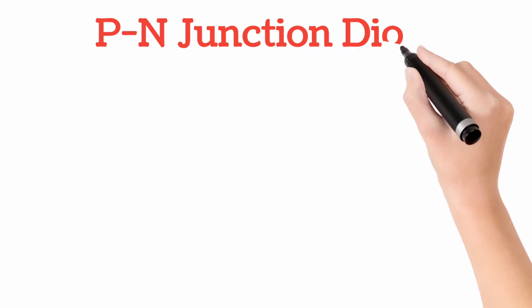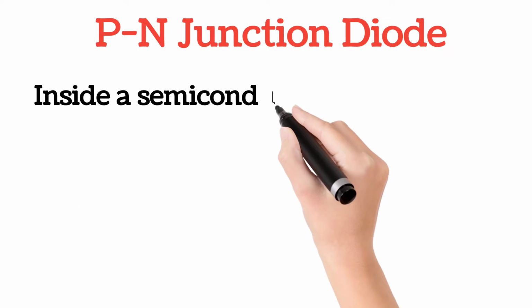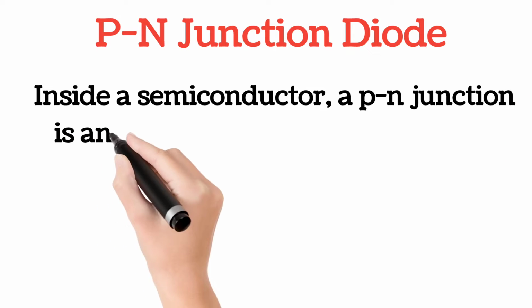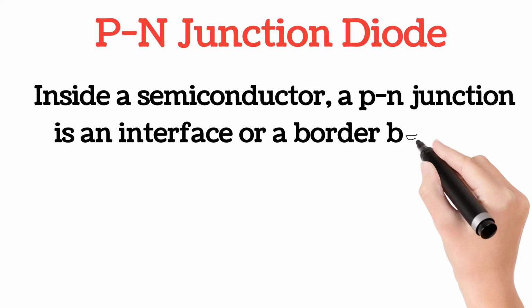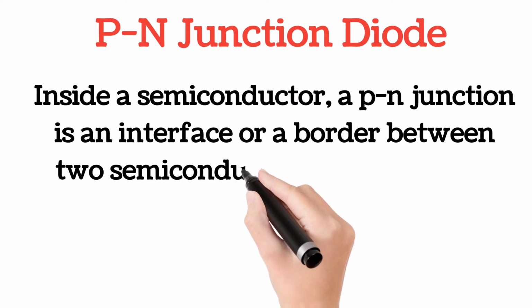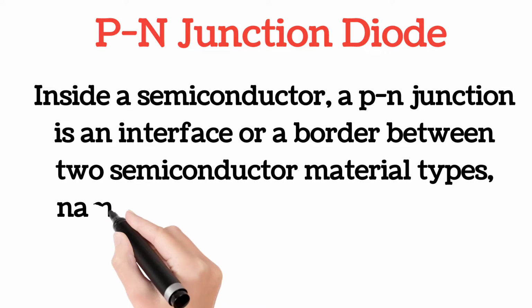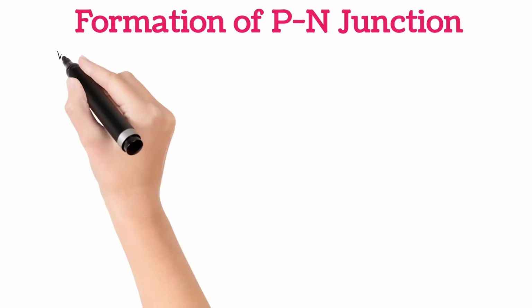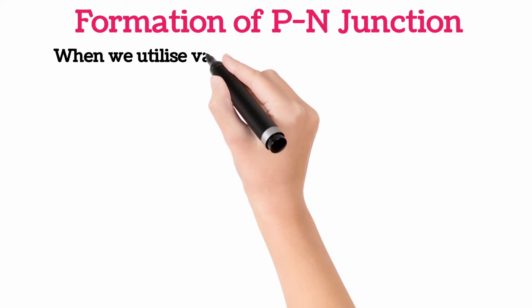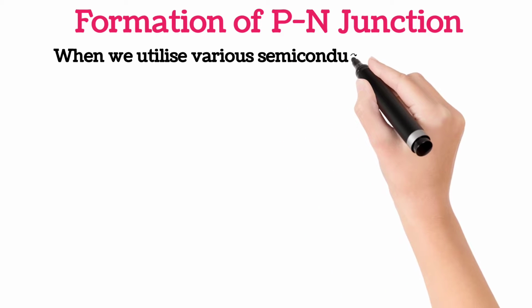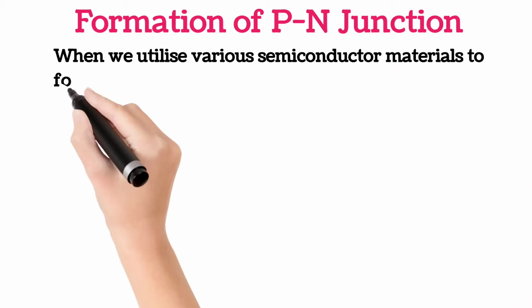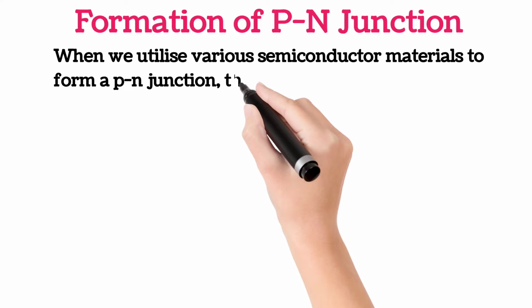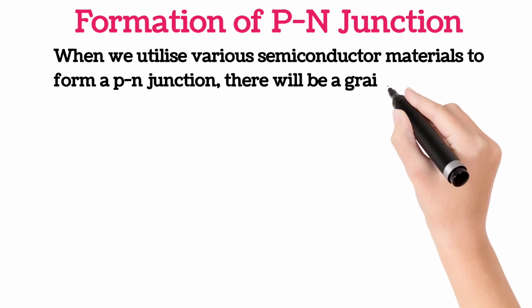Inside a semiconductor, a P-N junction is an interface or a border between two semiconductor material types, namely the P-type and the N-type. When we utilize various semiconductor materials to form a P-N junction, there will be a grain boundary that will prevent electrons from moving from one side to the other by scattering electrons and holes, which is why we employ the doping procedure.